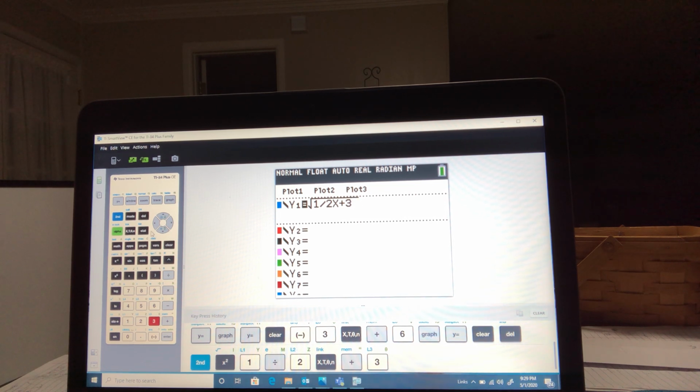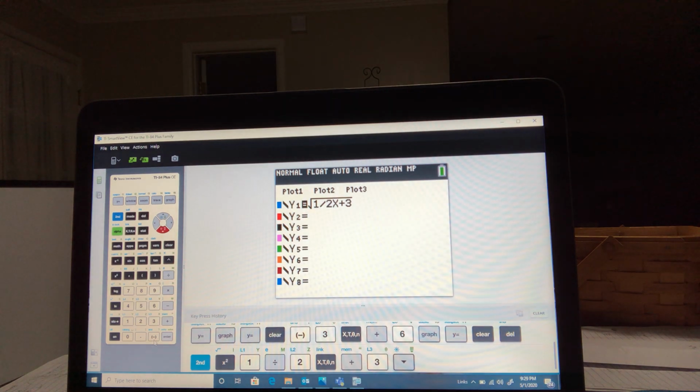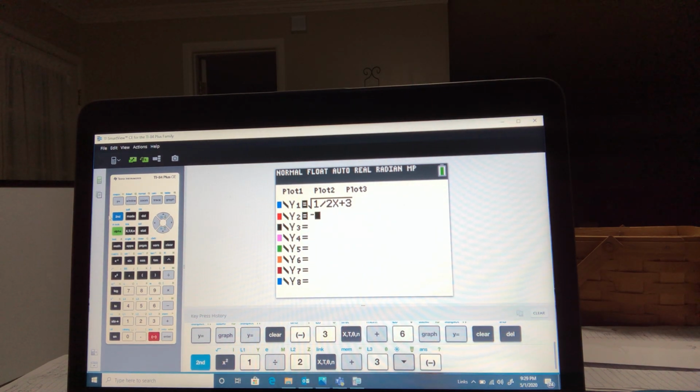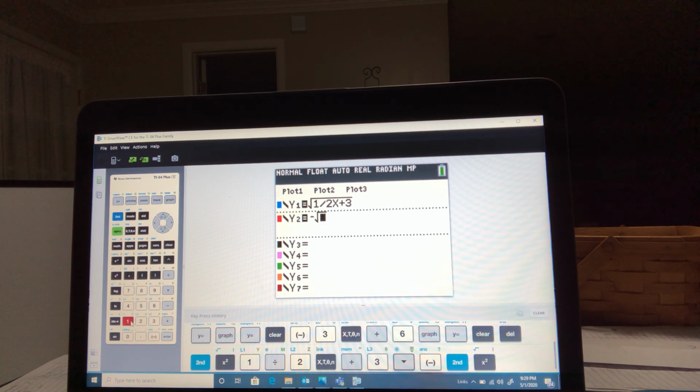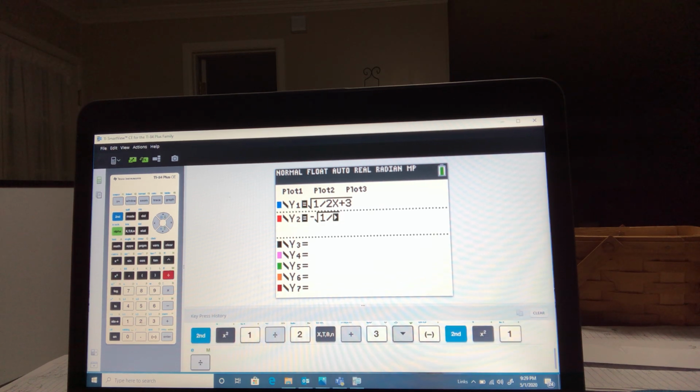Then you're going to come down to line 2 and do the same thing, but put a negative symbol before the square root. Remember, it's not subtraction, it's a negative sign. And then the same exact thing, 1/2 x plus 3.